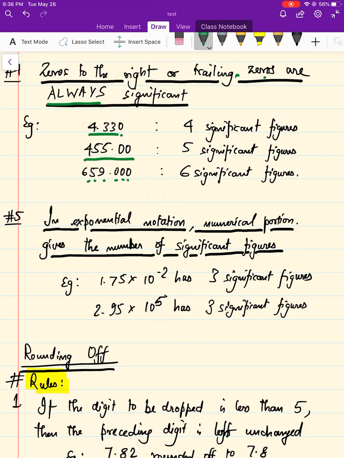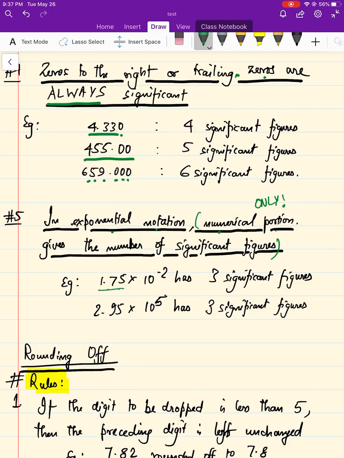One of the most interesting facts about significant figures lies in the exponential notation, because here you might want to consider it differently. This also simplifies the problem to a great extent. So let's say if you're writing something in exponential notation, the numerical portion gives the number of significant figures, which is trying to say that only the numerical portion matters. Only this matters and nothing else. That means the 10 to the power something doesn't matter at all.